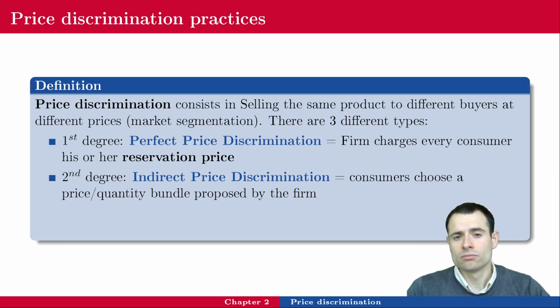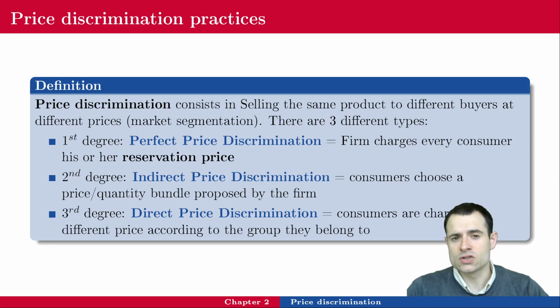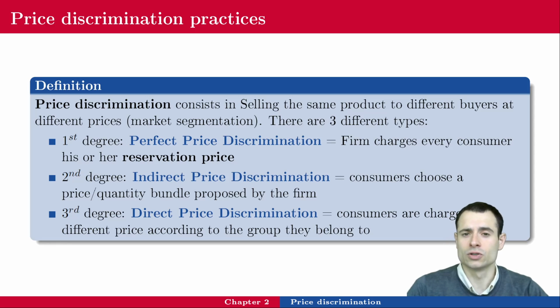As opposed to third degree price discrimination, also called direct price discrimination, where consumers are charged a different price according to the group they belong to. In this practice, firms will be able to distinguish consumers based on observable characteristics, and then it will be able to charge different prices to different consumers.